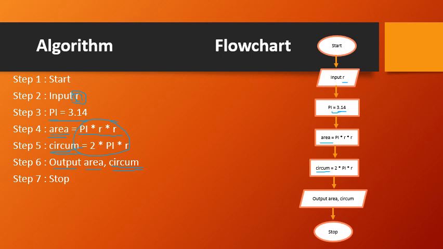So again you may notice here each step is represented with the respective shape. Each step in the algorithm is represented with the respective shape. Start and stop, oval; input and output, parallelogram; and then the initialization and the calculations are done in a rectangle, and each of these shapes is connected with an arrow indicating the flow.